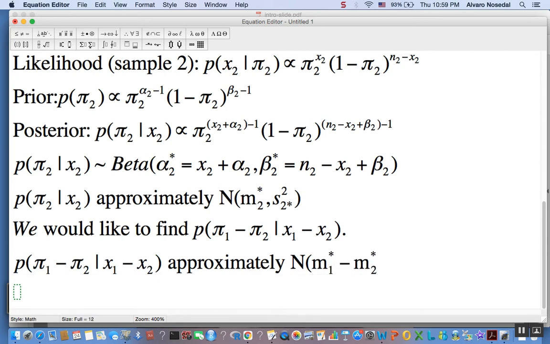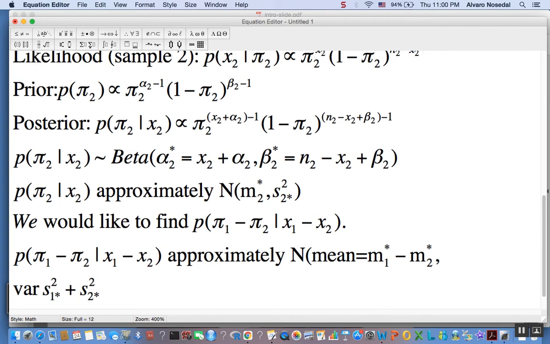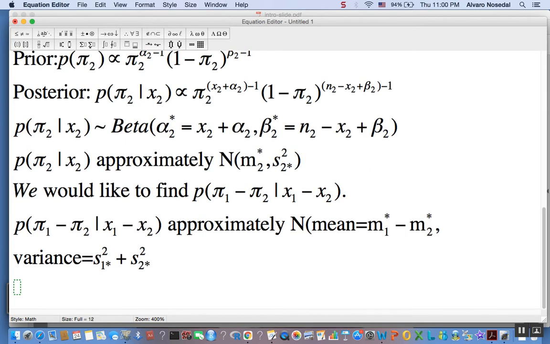And the variance of that difference is the sum of variances. Okay, so that's the mean. And this guy here will be the variance of our new random variable. Make sense? Are we good?